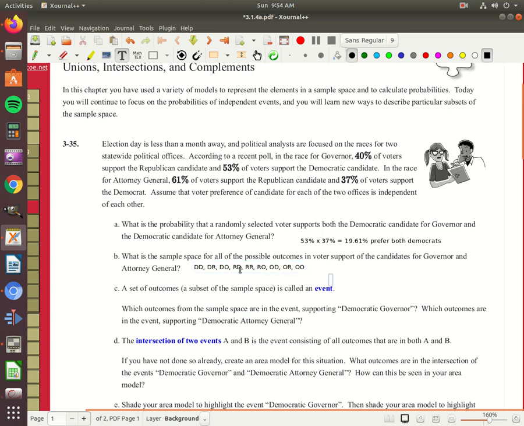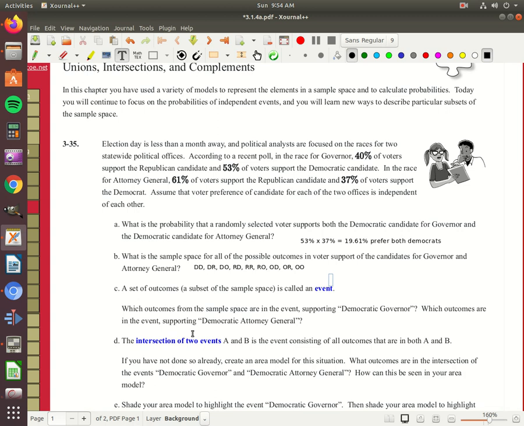And again, I hope this makes sense, because a lot of times people miss that. So it says a set of outcomes, a subset of the sample space, is called the event. So which outcomes from the sample space are in the event supporting Democratic governor? Which outcomes are in the event supporting Democratic Attorney General?